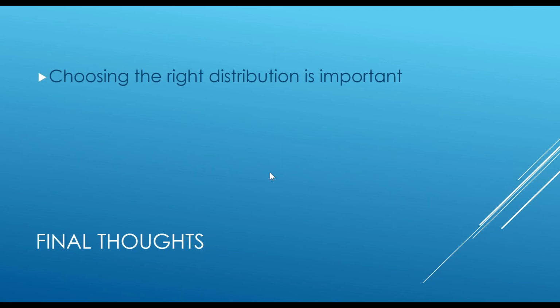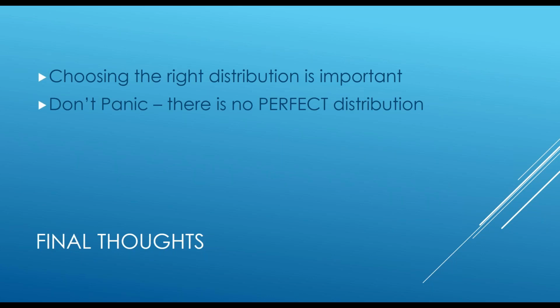Final thoughts. Choosing the right distribution is important, okay? But don't panic, because there is no perfect distribution. If you think of the whole concept of Monte Carlo simulation, it's not like there's this magic 8-ball that's going to tell you exactly what's going to happen. It truly is a situation where there's going to be variability in it. So even if you don't have the exact perfect distribution, know that the distribution that you have, as long as you've used some common sense, is going to be better than no distribution at all.